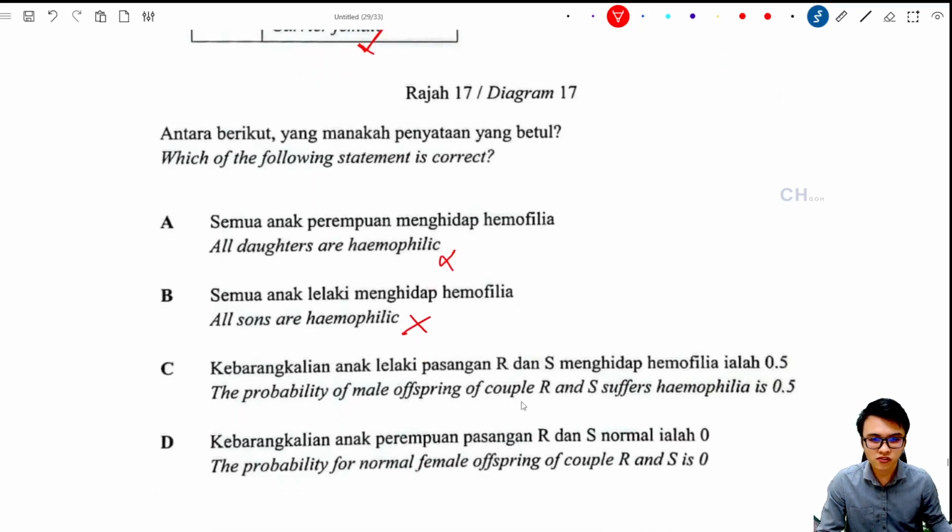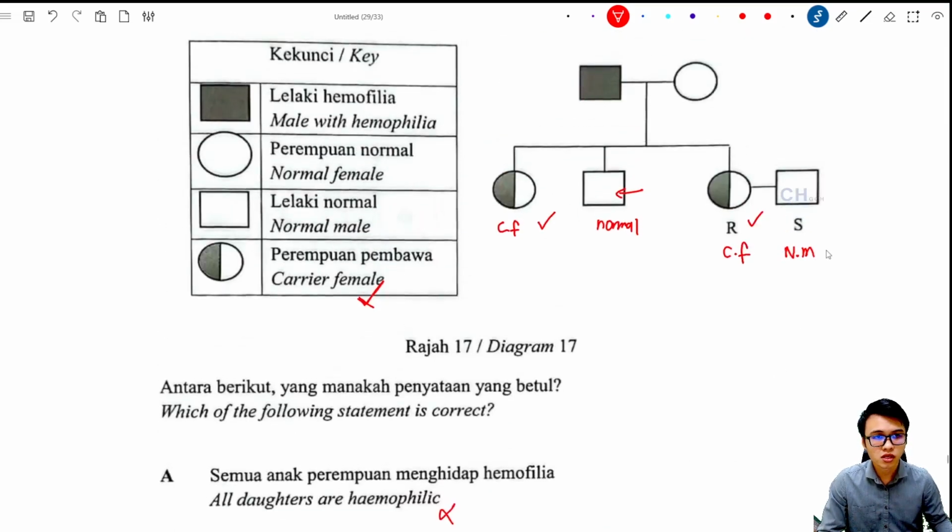The probability of male offspring of couple R and S suffering hemophilia is 0.5. 0.5 means 50%. We will need to try to work it out. Let's say this female is a carrier, so I put XX, the sex chromosome. She is carrying one hemophilia recessive allele, so one big H, one small h. The carrier crosses with the normal male, X big H. Big H means nothing. Y cannot carry anything because the Y chromosome is too small.